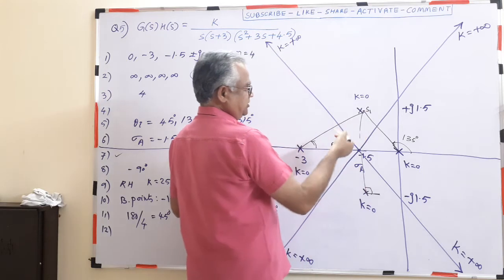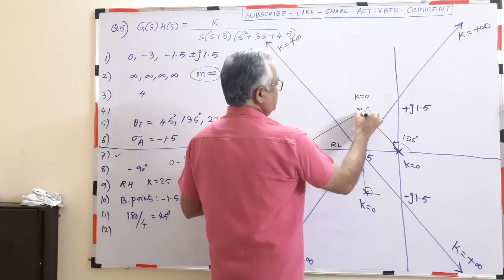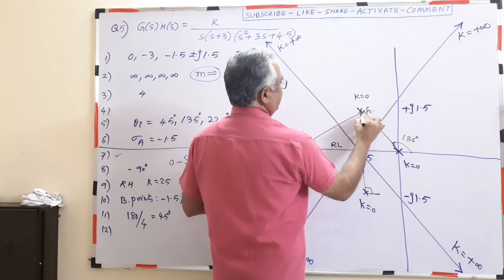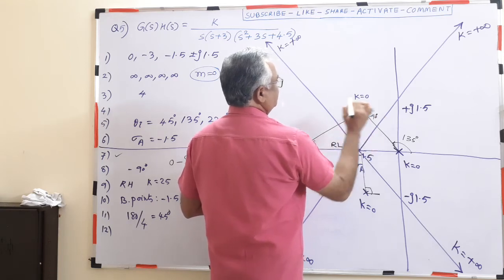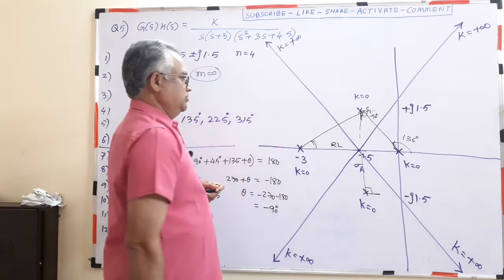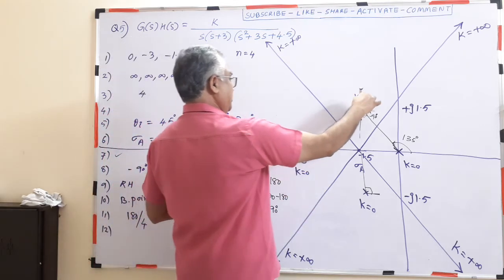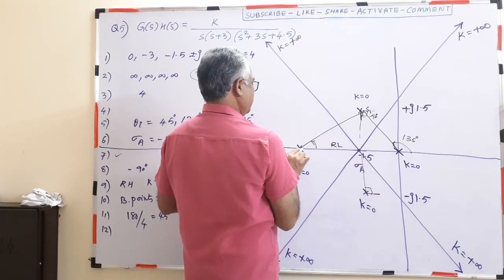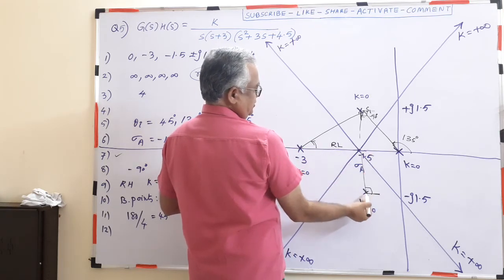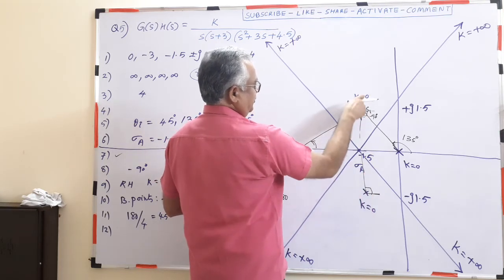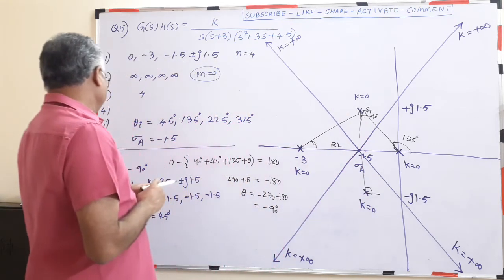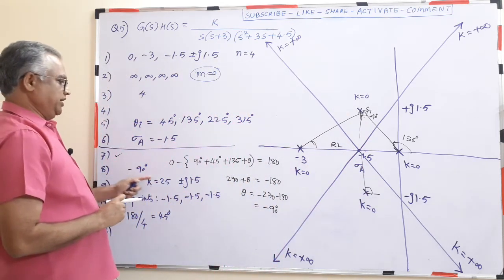Minus 90 is this side. So this is coming down. What is this angle? Minus 90. So this is coming down, this is going like this. When this is coming down, it will go upward. Okay, so that's why minus 90.